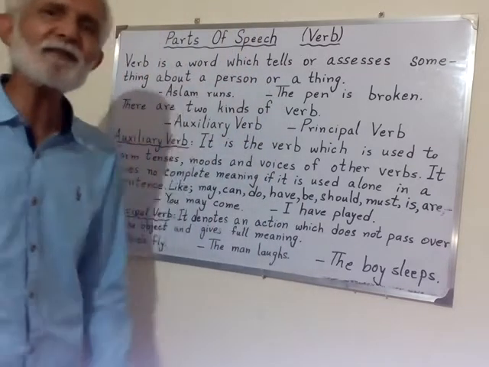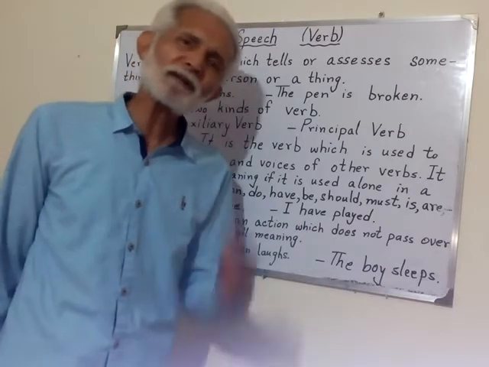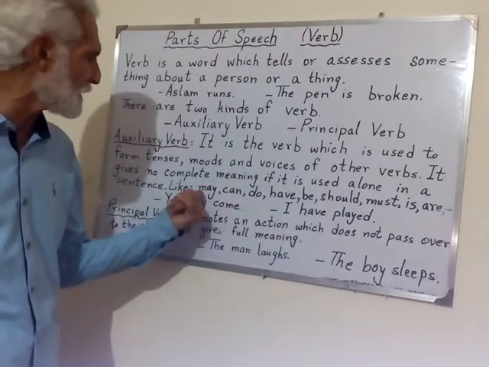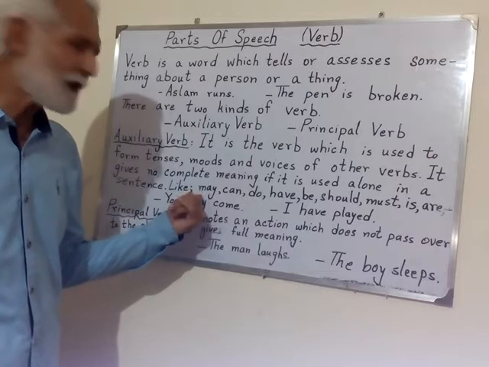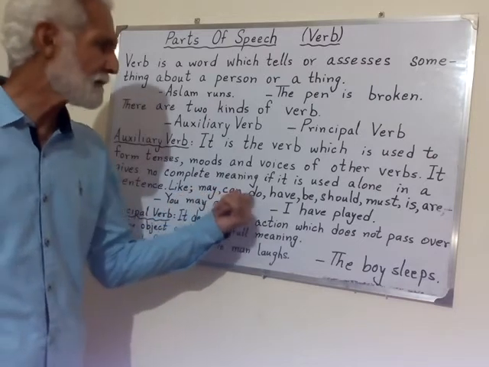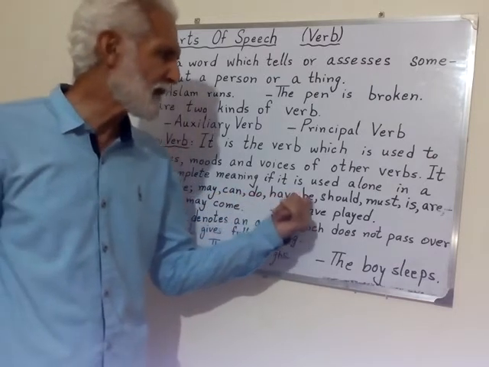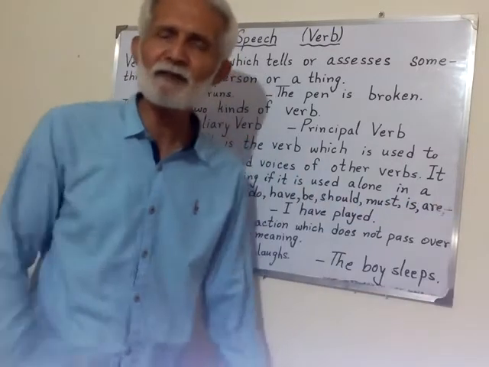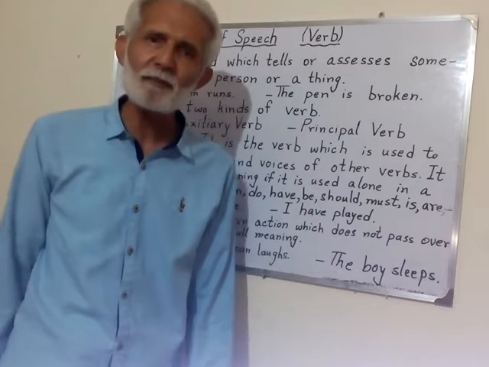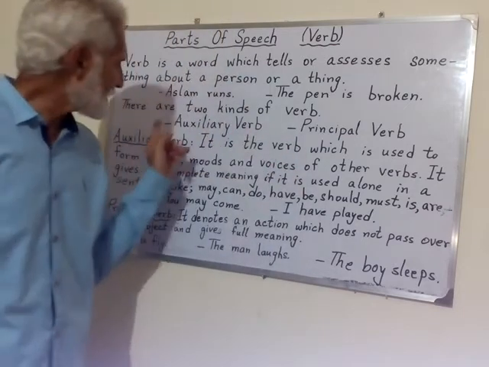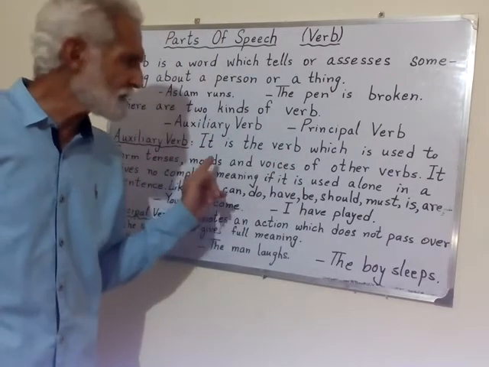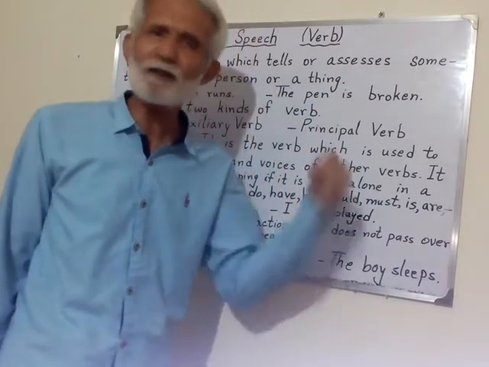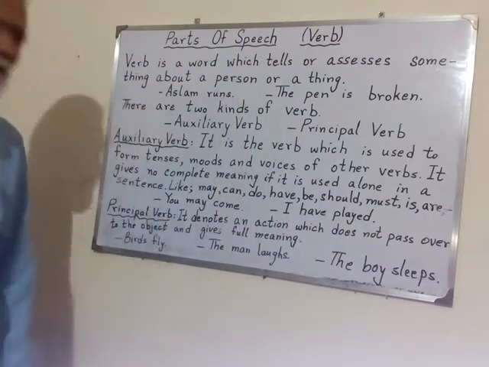What are auxiliary verbs? If somebody asks you to give examples of auxiliary verbs, then examples of auxiliary verbs are may, can, do, have, be, should, must, is, are, and so on. These all are auxiliary verbs, which make tenses, moods, and bring out voices of other verbs. These are auxiliary verbs. What are principal verbs?